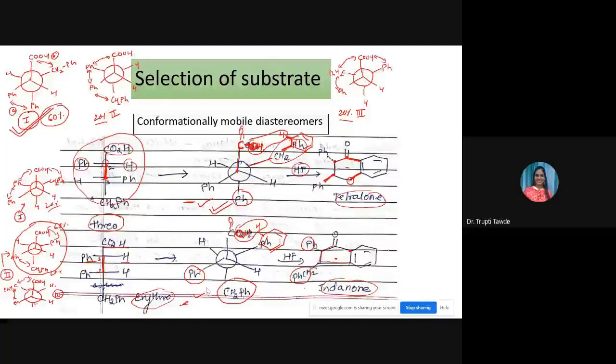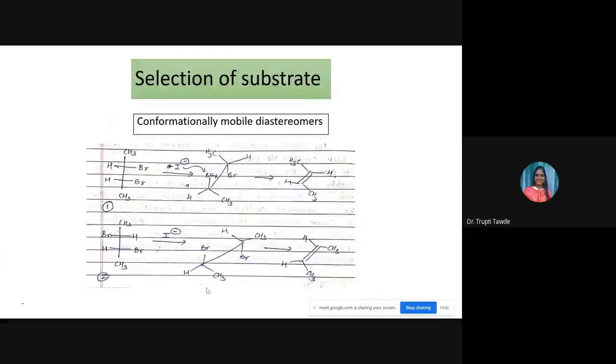If you have this kind of conformationally mobile systems, then consider the most stable isomer or most stable conformation, or simply we say the most populated conformation is considered for the study. I gave one example; we can say the most populated one we can take for the study, or there is one more rule. If you have this kind of conformationally mobile systems, there are two rules. One is to consider the highest population, and second, look at the stereochemical requirement of the reaction.